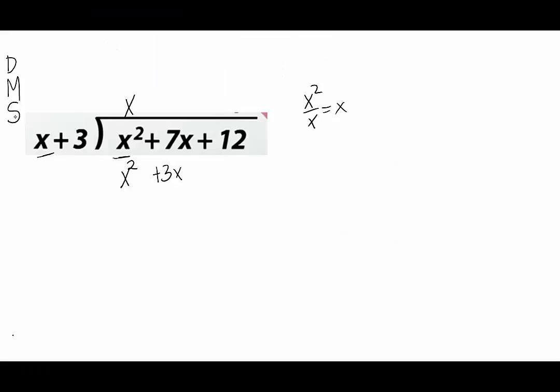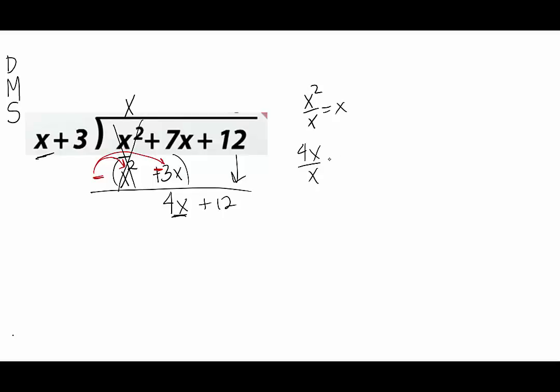Next step, subtract. In order to subtract a polynomial, we actually have to distribute the negative. So I want to subtract, so I distribute the negative into both terms. Now we can subtract. X squared minus x squared cancels. 7x minus 3x is 4x. Bring down the 12. 4x divided by x. I take this and divide it by this, and I get 4. So that goes up here. That was the divide step.